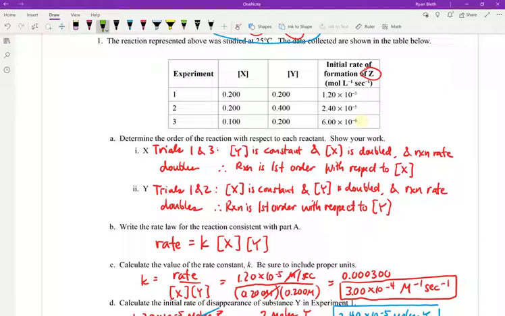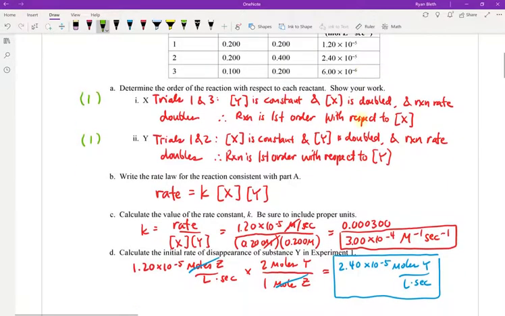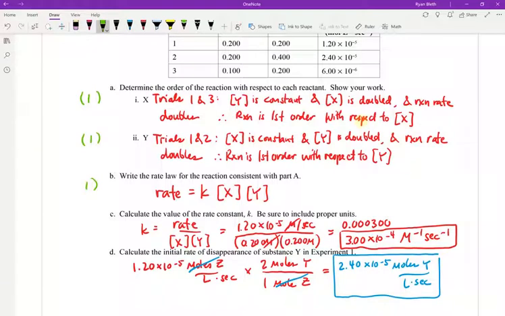The way I'll probably score it here, these will be just worth 1 point each for the order and your justification. So there's 1 point each for that. 1 point for the rate law. For the value of the constant here with proper units, I'm going to make that 1 point.